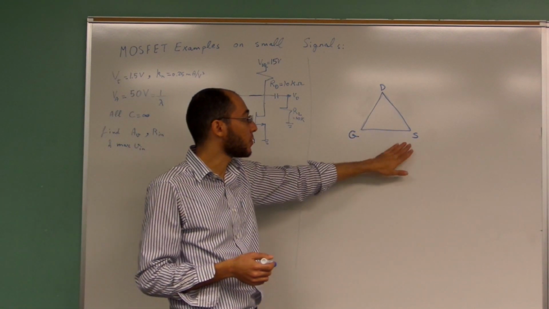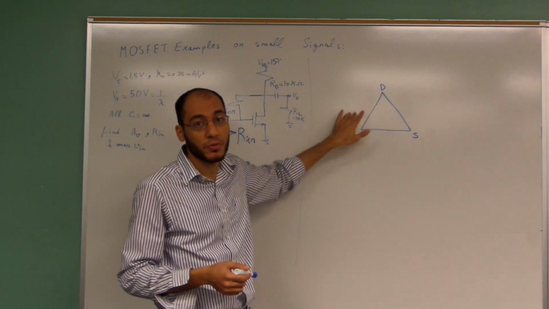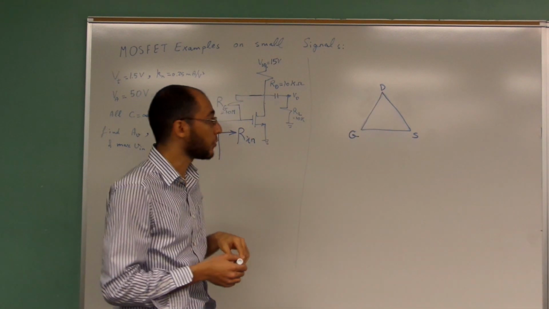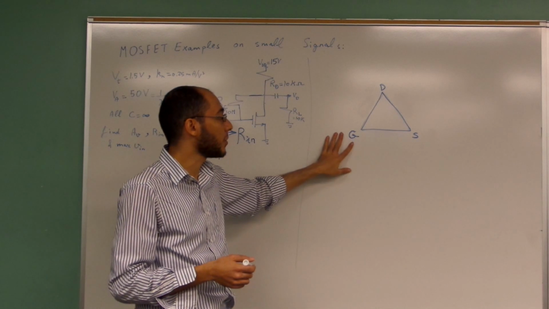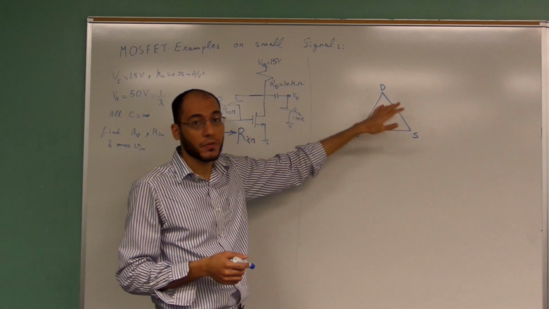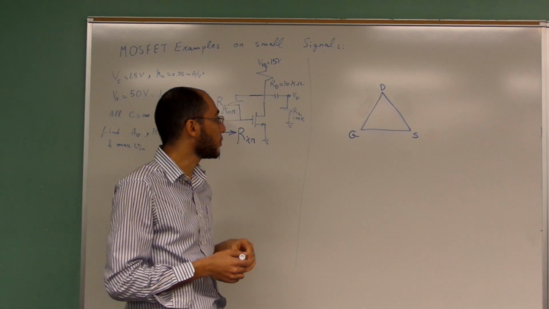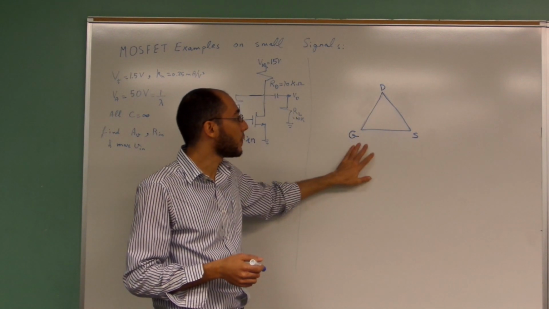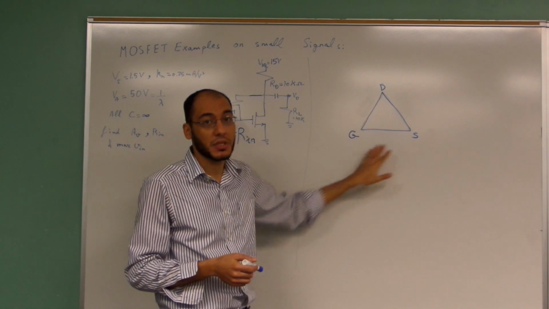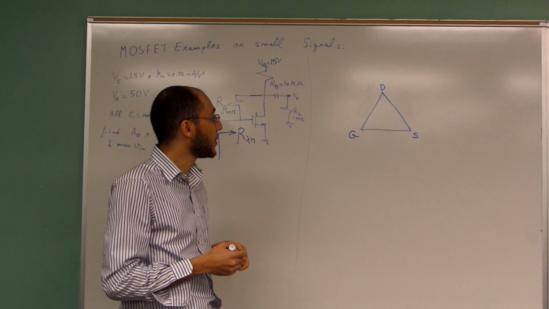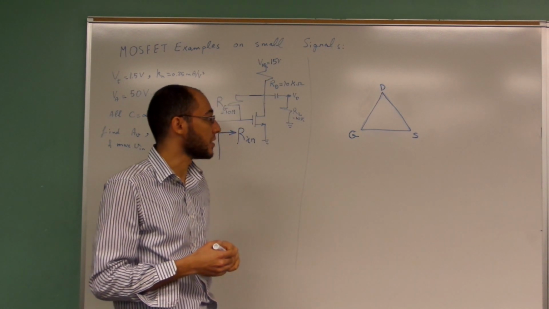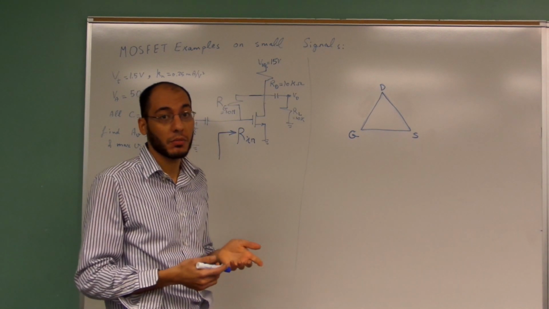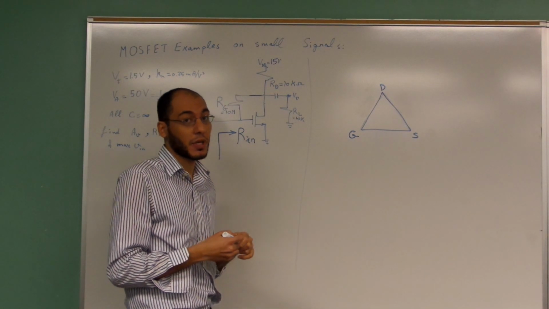If you have a common source, then the gate and the drain, one of them is going to be the input and one of them is the output. Similarly, if you have a common gate, then the drain and the source, one of them is the input and the other is the output. And for the common drain, one of the gate and the source is the input and the other is the output. But the question is, which one is it? Can we choose any one of them to be the input or the output?